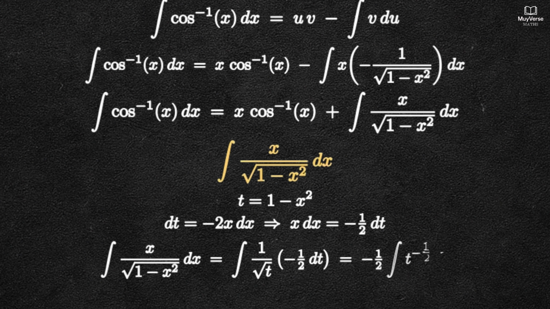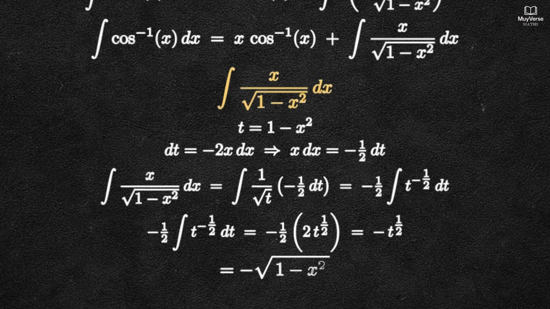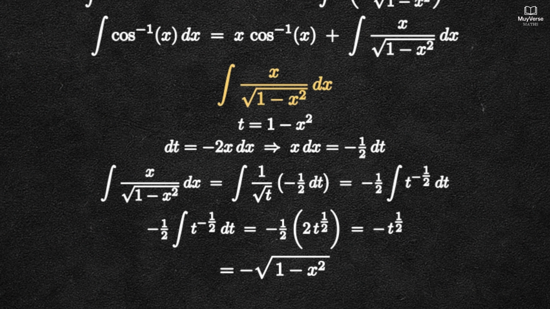Replace in the integral. It becomes negative 1/2 times the integral of t to the power negative 1/2 dt. Integrate. Negative 1/2 times 2 times t to the 1/2 equals negative square root of t. Back substitute t equals 1 minus x squared to get negative square root of 1 minus x squared.